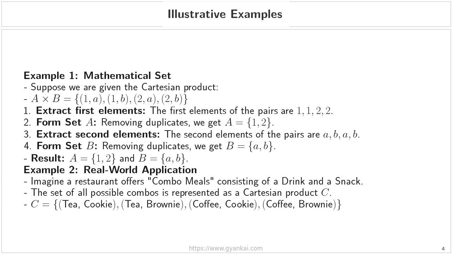Imagine you are at a restaurant that offers combo meals. Each combo consists of 1 drink and 1 snack. We can represent the set of all possible combinations, let's call it set C, as a Cartesian product. The available combos are tea and cookie, tea and brownie, coffee and cookie, and coffee and brownie.